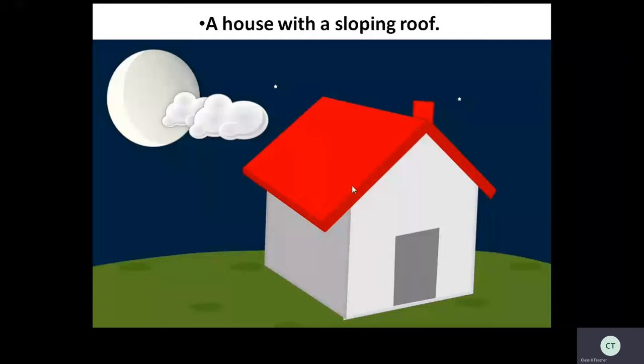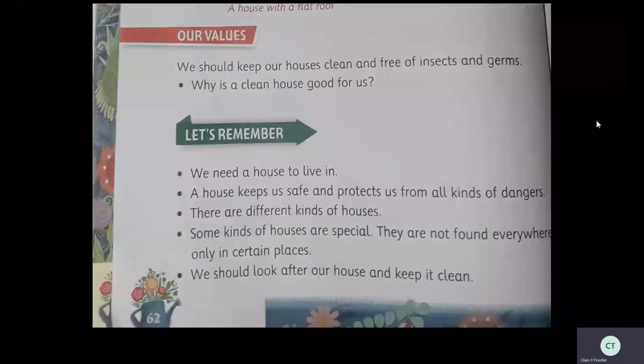Okay, children. Then let us see our values. We should keep our houses clean and free of insects and germs. So children, we should keep our house clean and free of insects and germs. So the house should always be very neat and tidy. Always clean your house. It should be very good.